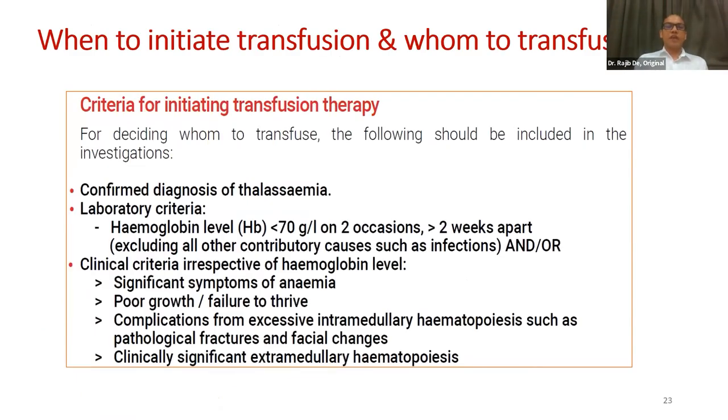So there are some criteria for starting transfusion. If hemoglobin is less than 7 on two occasions 2 weeks apart, that is an indication for starting transfusion. But there are other criteria also. If there is significant symptomatic anemia, poor growth and development, complications of extramedullary hematopoiesis, or significant extramedullary hematopoiesis, these are also indications along with the first one, the hemoglobin cutoff of 7.